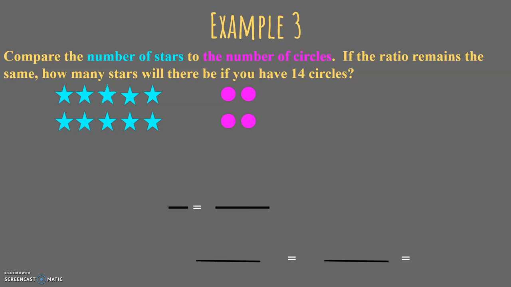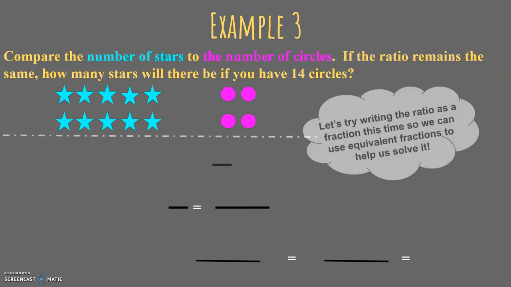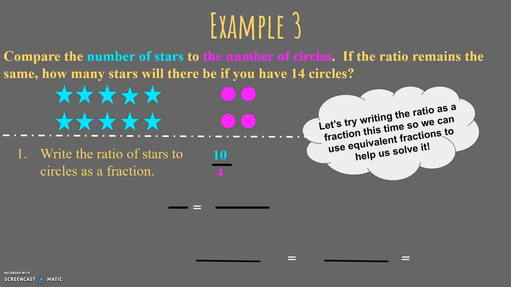So how many stars are there? Well, and we're going to write this as a fraction this time. How many stars are there? There are 10 stars. How many circles? There are 4 circles.